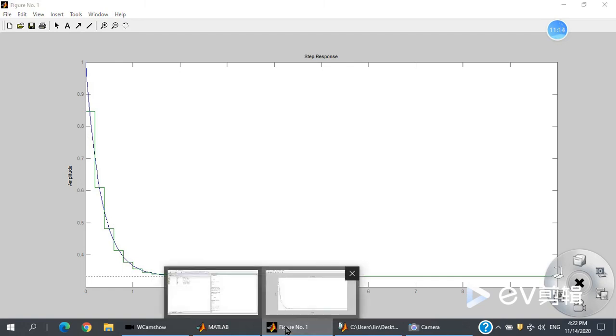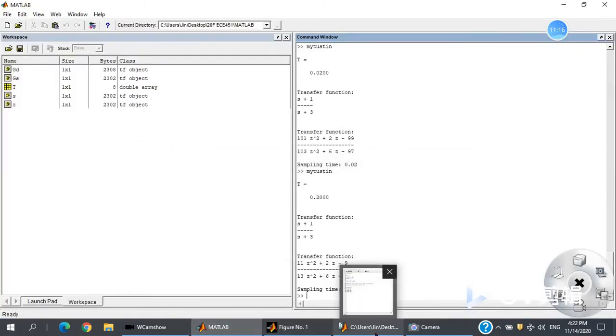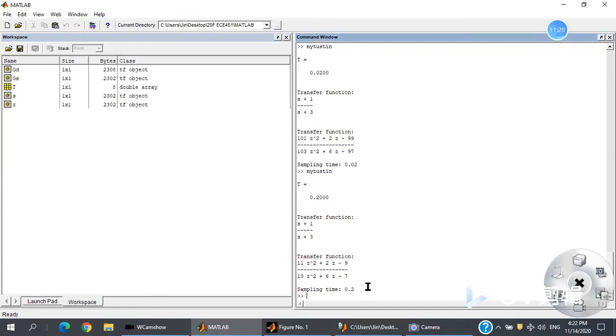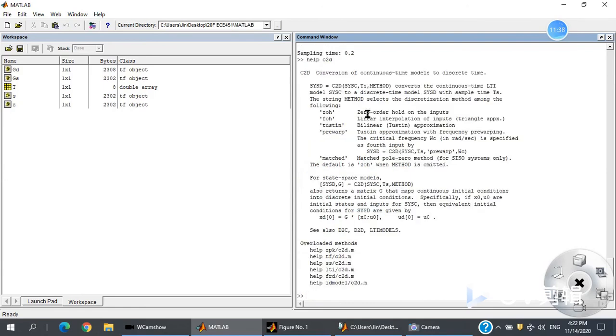Okay. All right. By this way, we know how to do it. Actually, in MATLAB, they have a command. It is c2d. How to use it? c2d converts a continuous time model to a discrete time model. So I put the system, put the step, put a method, and we have several methods.